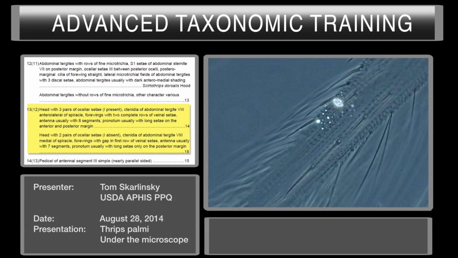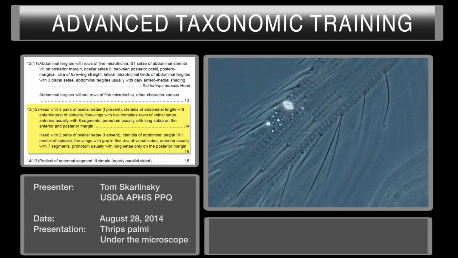So now we've established that we have 2 pairs of ocellar setae. This seta 1 is absent. The ctenidia of abdominal tergite 8 is medial to the spiracle. The forewings have a gap in the first veinal setae, and earlier when we did our antennal segment count, we had already established that this specimen has 7 antennal segments.